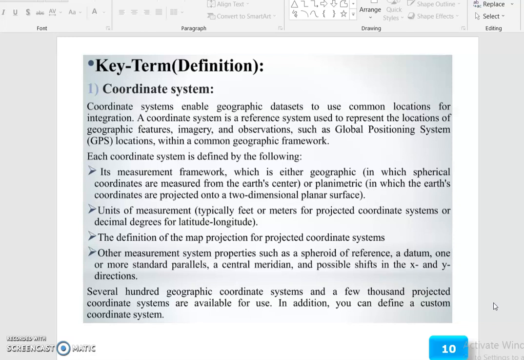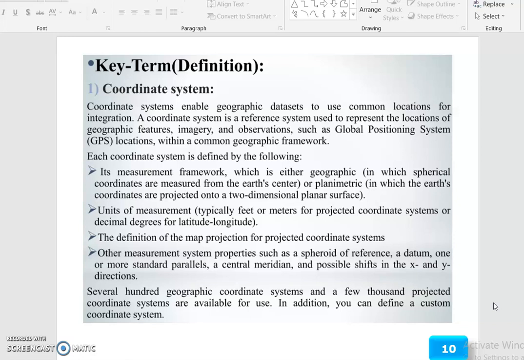So a coordinate system is a reference system used to represent the location of geographic features, imagery, and observations such as global positioning system locations within a common geographic framework. So each coordinate system is defined by the following: its measurement framework, which is either geographic, in which spherical coordinates are measured from the earth's center, or planimetric, in which the earth's coordinates are projected onto a two-dimensional plane surface. Unit of measurement: typically feet or meters for projected coordinate systems, or decimal degrees for latitude-longitude.